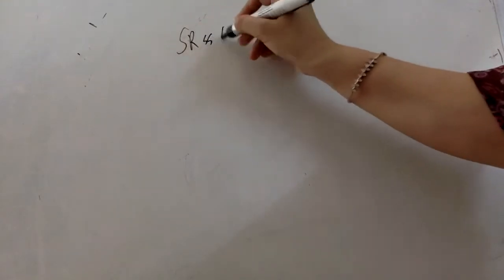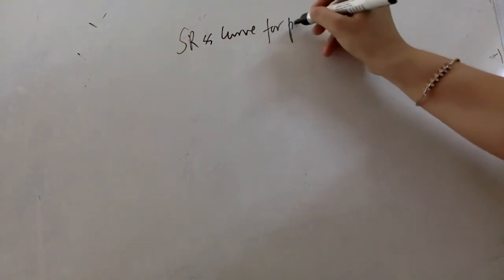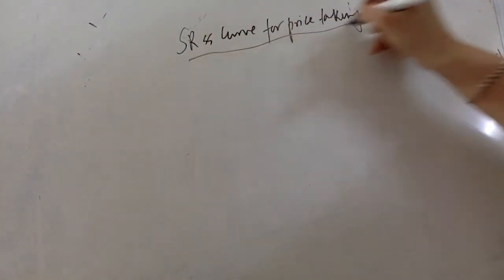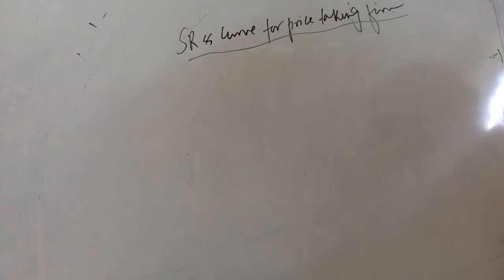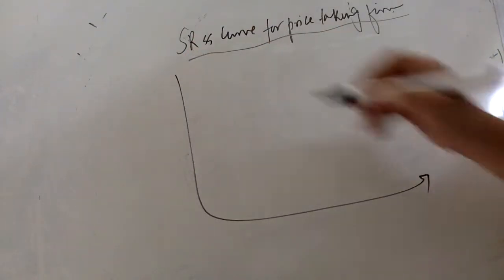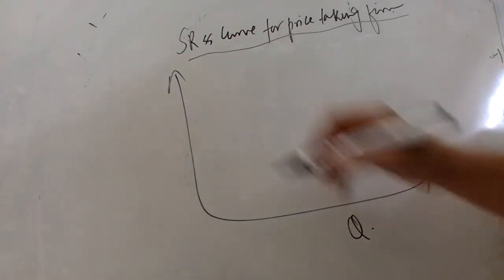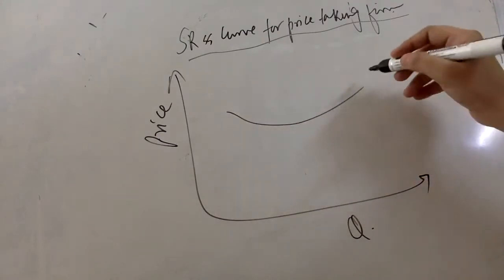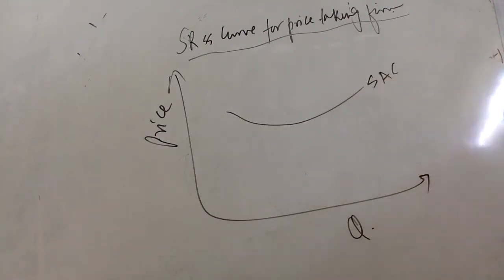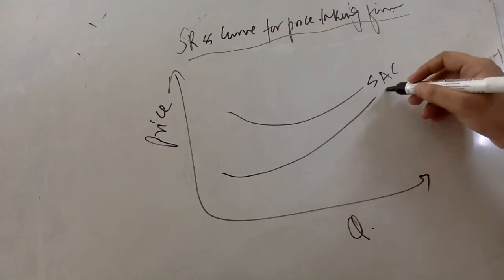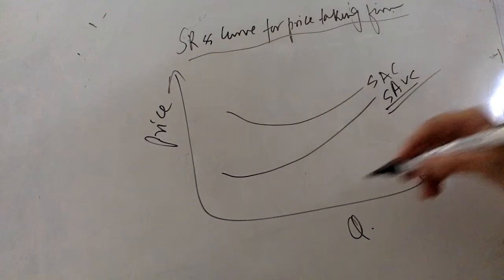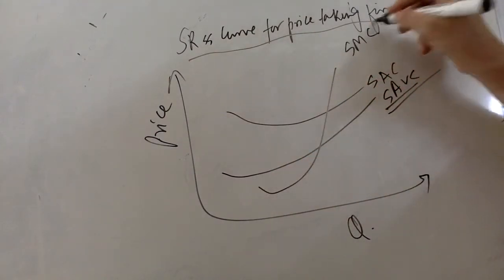Short run supply curve for a price taking firm. So how do we understand the short run supply curve? You must have studied this part already. So let's plot quantity here and the price here, and we have the U-shaped short run average cost curve. We have the short run average variable cost curve, and we have the short run marginal cost curve.